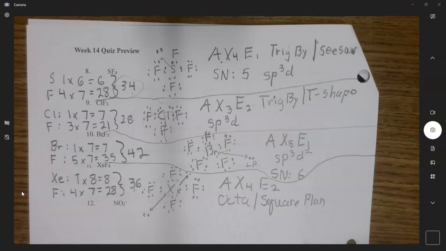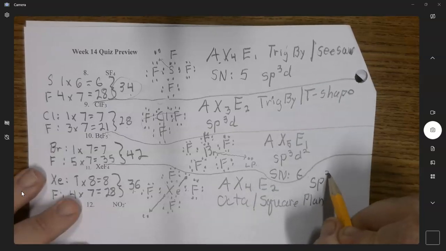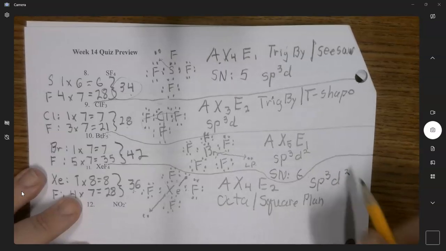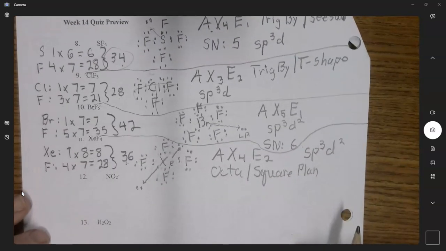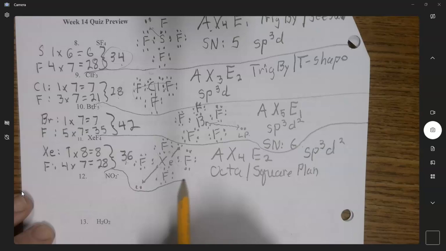Okay, and that is sp3d2 hybridization. Okay, there we go. All right, so now I'm going to come down here. We're going to do this.